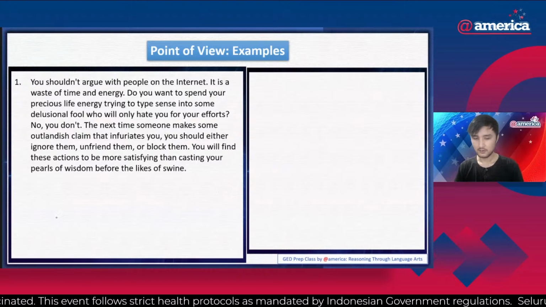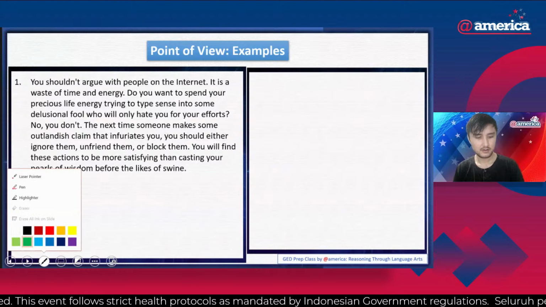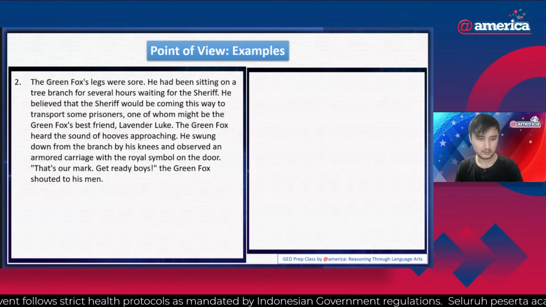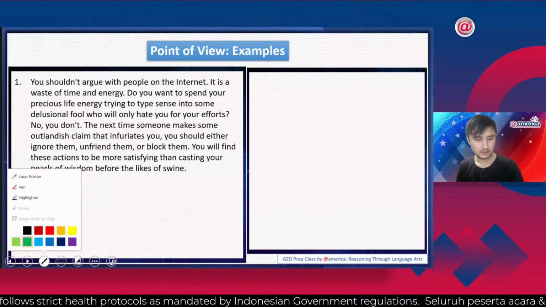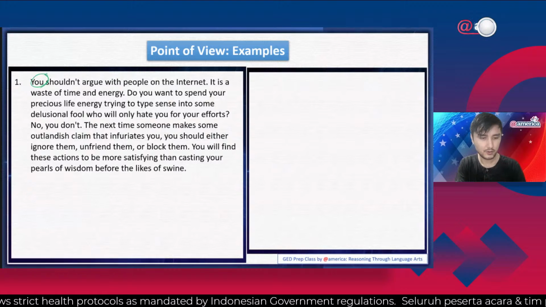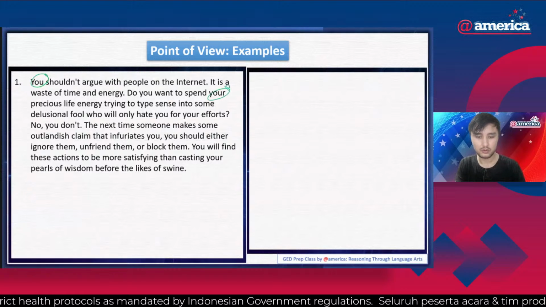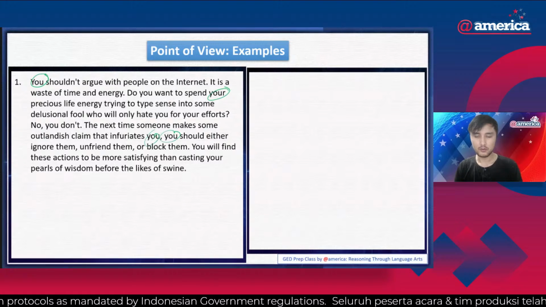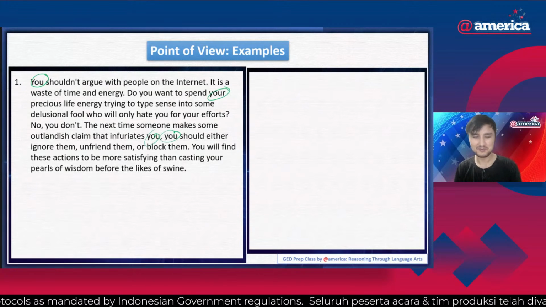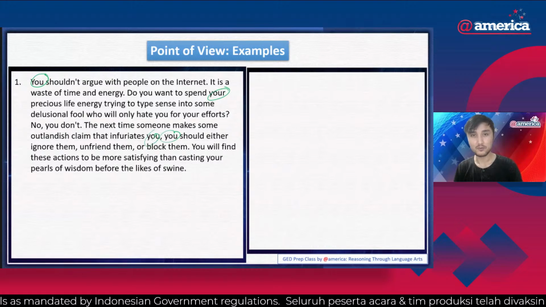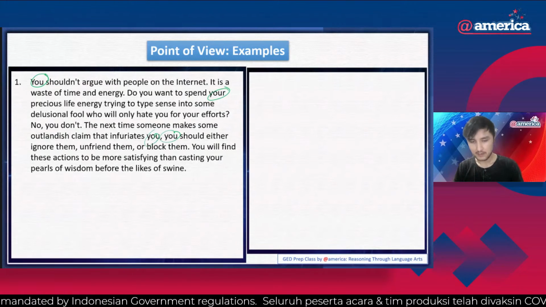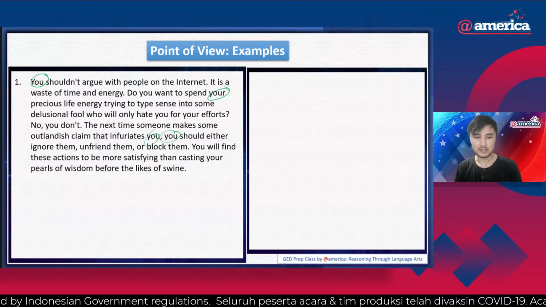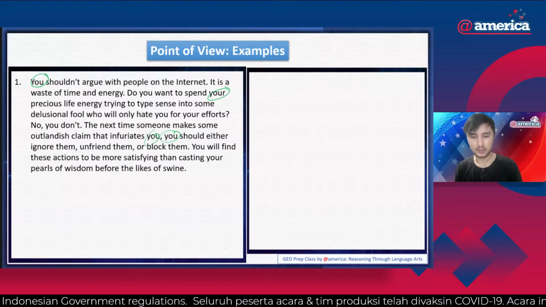Again, very obvious. As I said, the pronouns: you, your, again, you. After reading all these yous, you know that this is written from a second person's perspective, or second person's point of view.